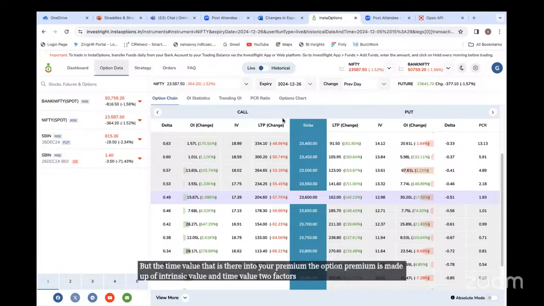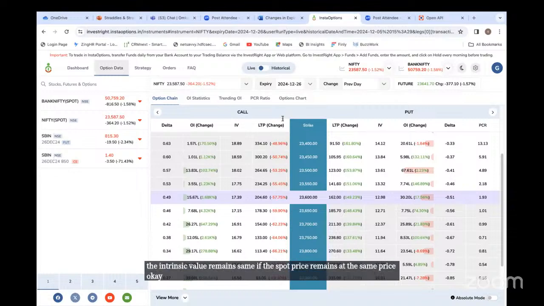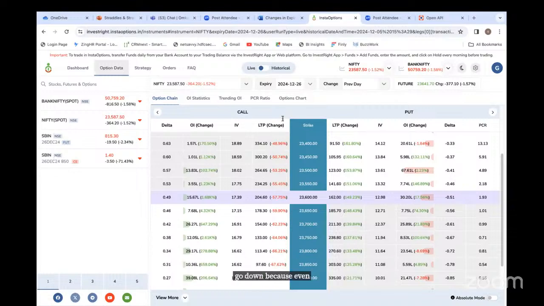Okay, the intrinsic value remains the same if the spot price remains at the same price. But your time value will go down, because even if the market is stable, you're approaching the expiry, right? Day by day you're going nearer to the expiry. That is why the time value will decay.